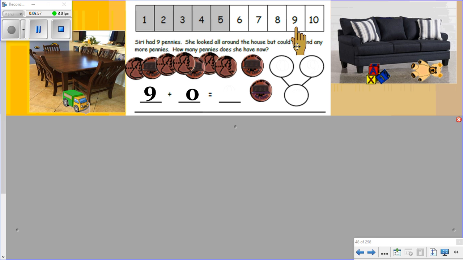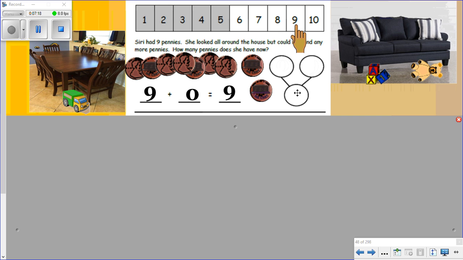Well, if we go to our number line and we add 0, that means don't move. Don't move on the number line. That's it. You just stay right there. And it's still 9. Adding 0 or subtracting 0 will not change the number that you have to start.